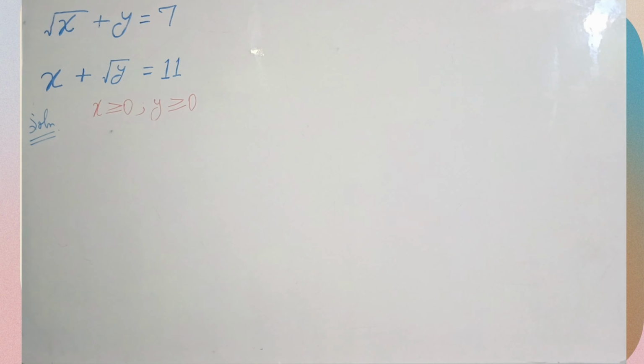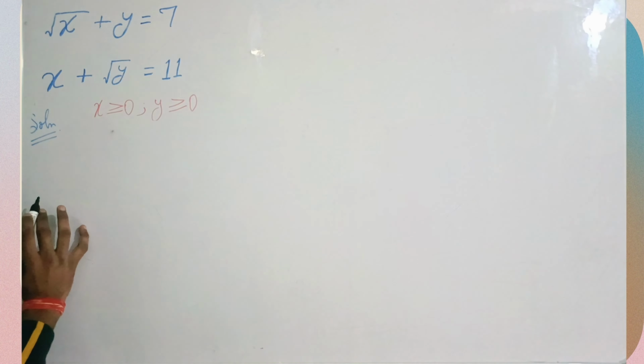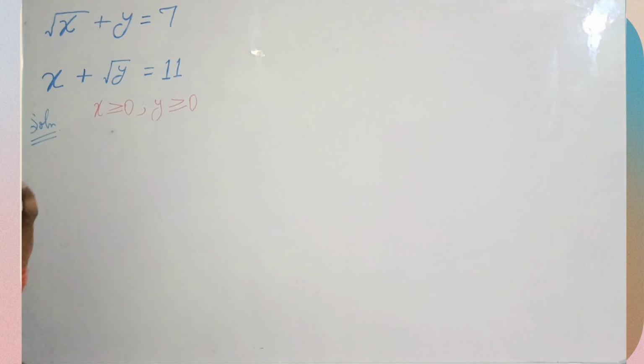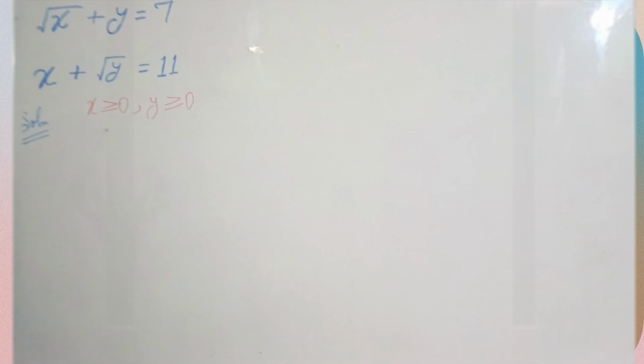90% of the students fail to solve this expression, and I will tell you the worst nightmare that comes in their way while solving this expression. So our expression is the square root of x plus y is equal to 7 and x plus the square root of y is equal to 11, where both x and y are positive integers.